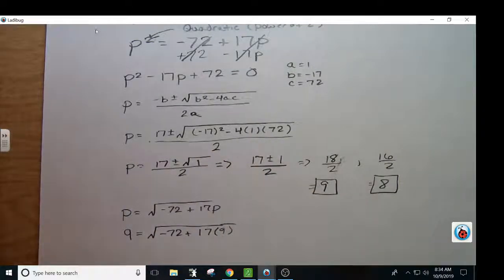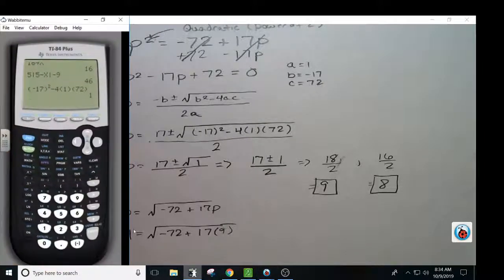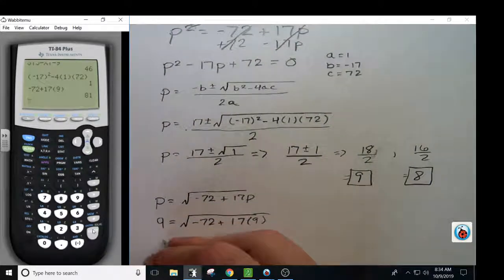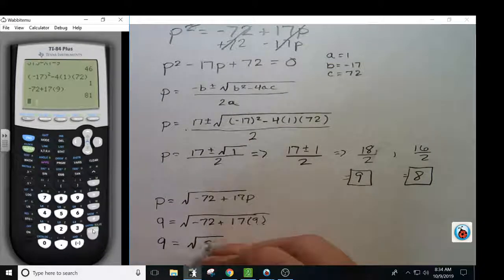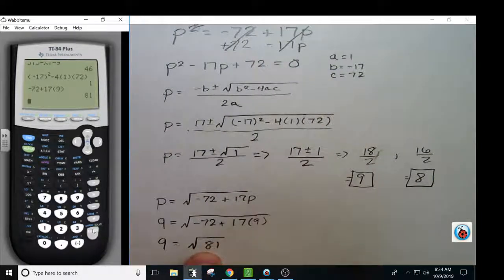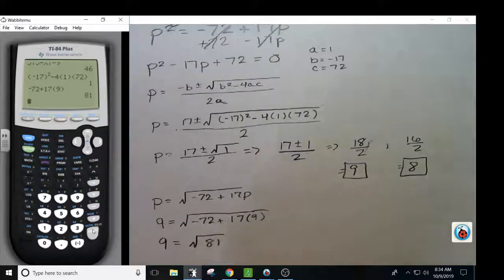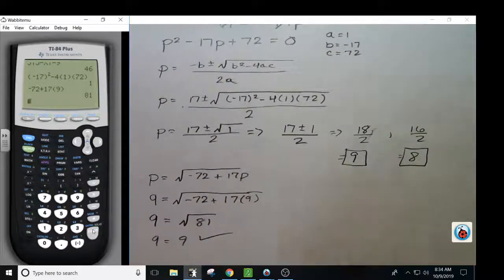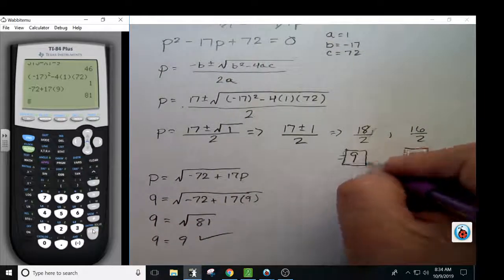Now, that's going to give me, let's see what we got here. So negative 72 plus this 81. What about square root of 81, guys? Is that a perfect square? It is. So it's 9 equals 9. That checks out, okay? So that's a good solution. So 9 is good, okay?